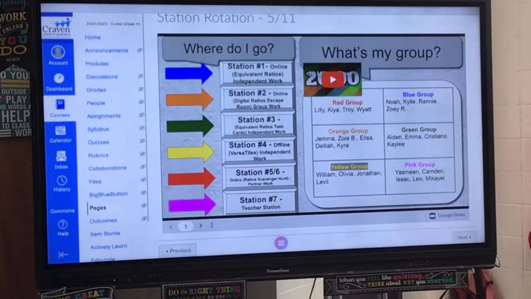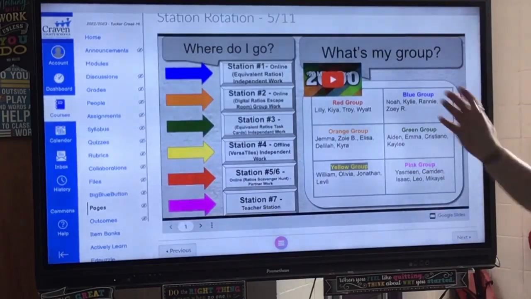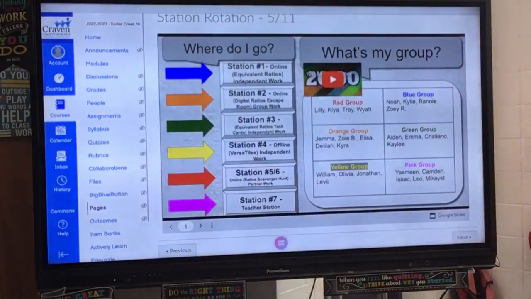Station 4, which is the yellow group. You guys are working on versatiles. So my yellow group is William and Jonathan. Guys, get up. And station 5 and 6, you guys are both working on the same. One of them you guys are just gonna have to do online. The other one you can have a paper copy, which is nice. And that is Lily, Kaya, Wyatt, and Troy.